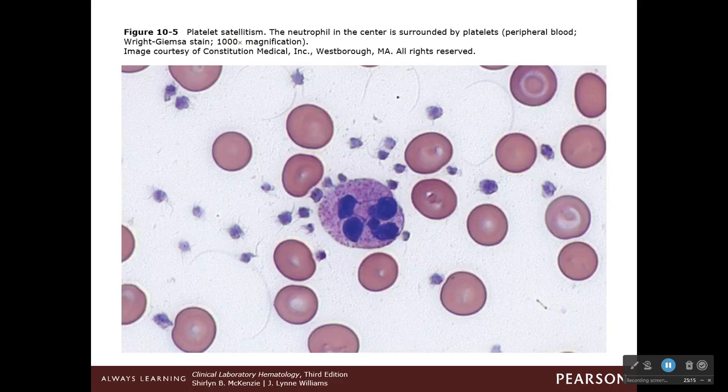All right, and then this is a picture of platelet satellitism. See how the platelets are around the edges of those neutrophils? Okay. And that would be platelet satellitism. It's kind of platelet clumping too, but see how they're kind of adhering to the edges of those neutrophils?